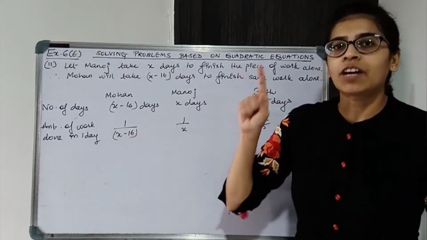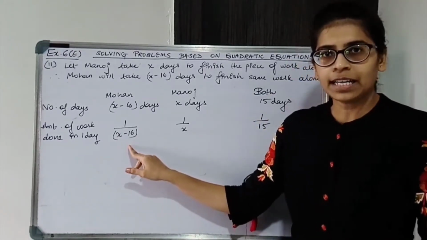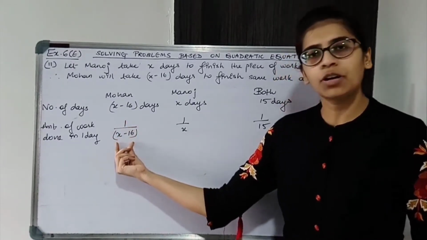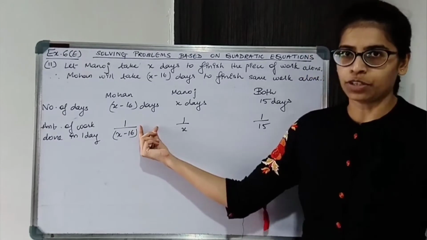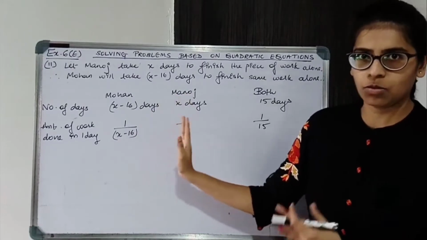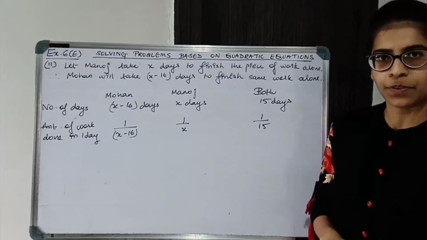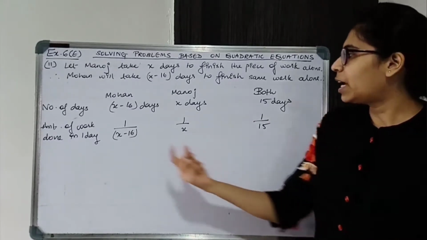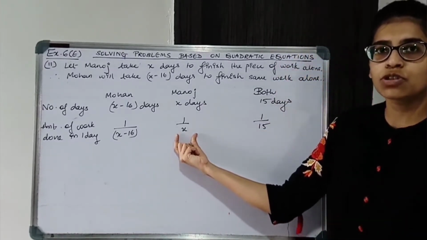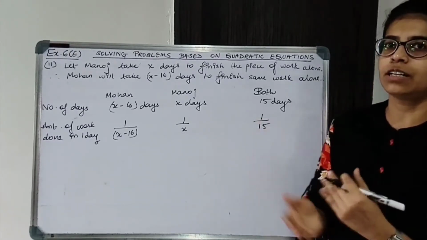Amount of work done in one day, so they are dividing into equal parts. So in one day they will finish one part out of the total parts. So 1 upon x minus 16, there will be no unit over here. Amount of work done will not have a unit, it will not be days. So 1 by x minus 16, 1 by x, and here 1 by 15. Now we know that the amount of work done by Mohan in one day plus the amount of work done by Manoj in one day will be equal to the amount of work done by both in one day.